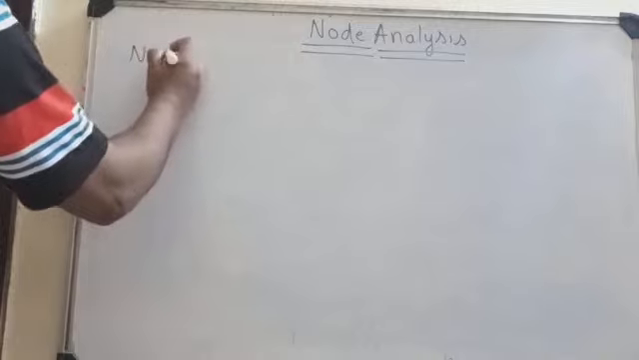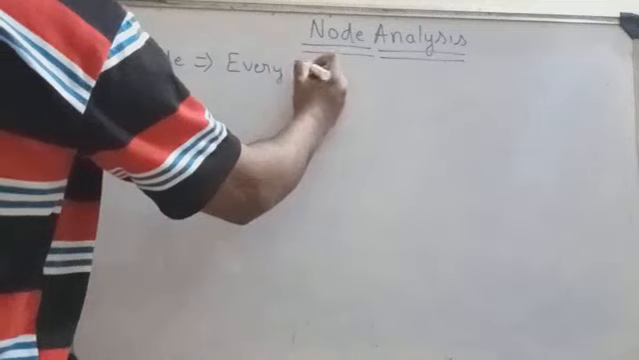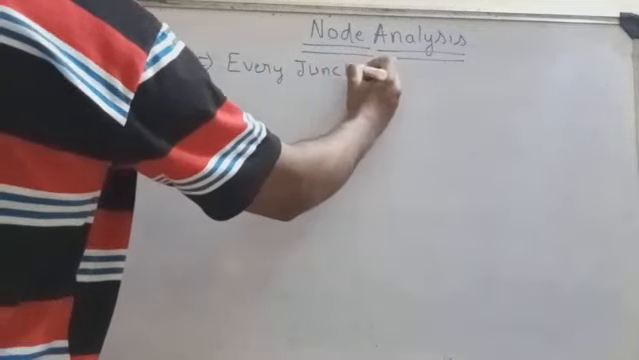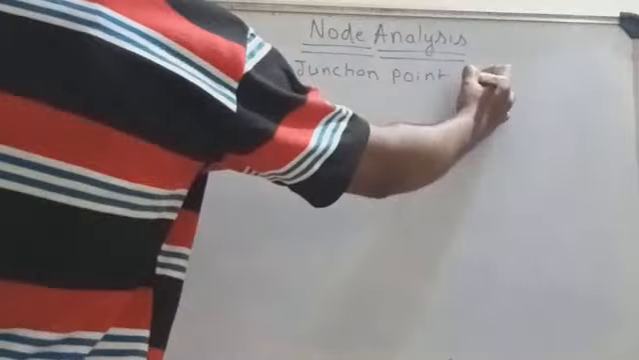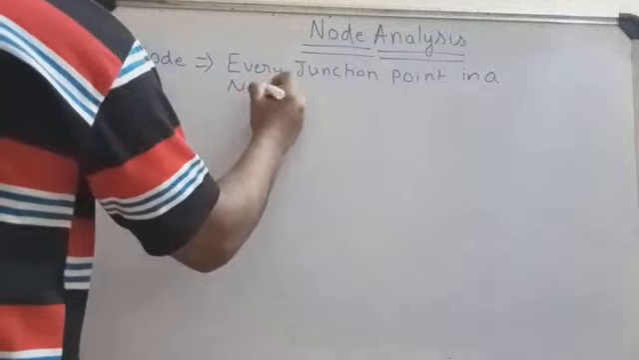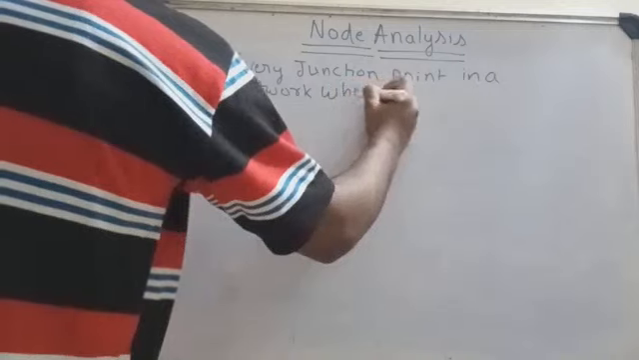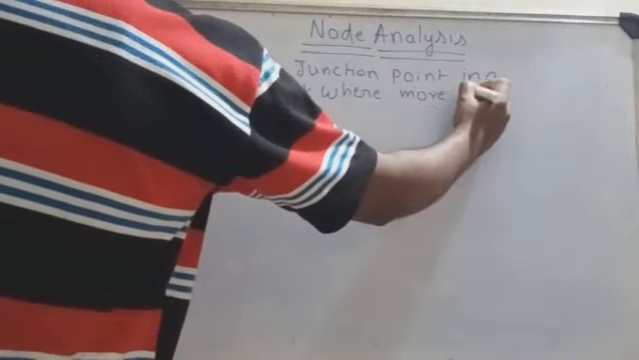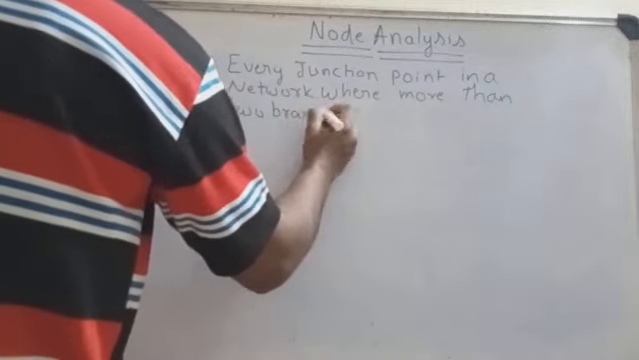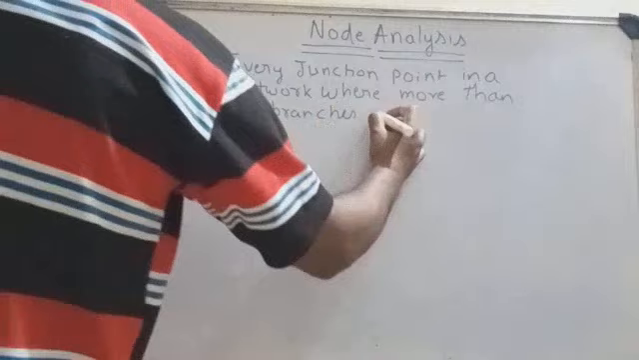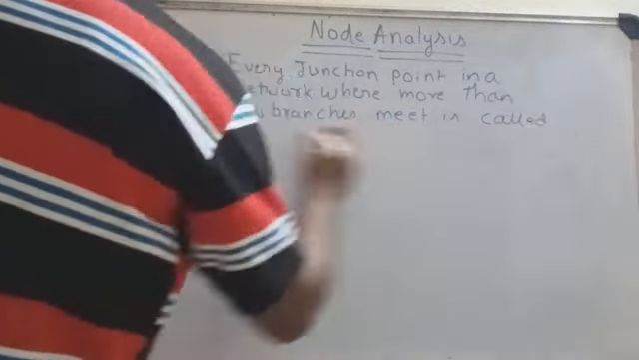So definition of node: every junction point in a network where more than two branches meet is called a node.